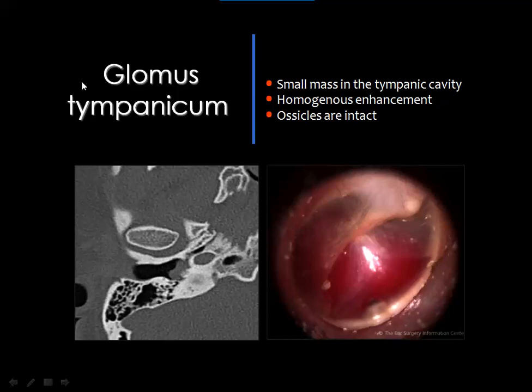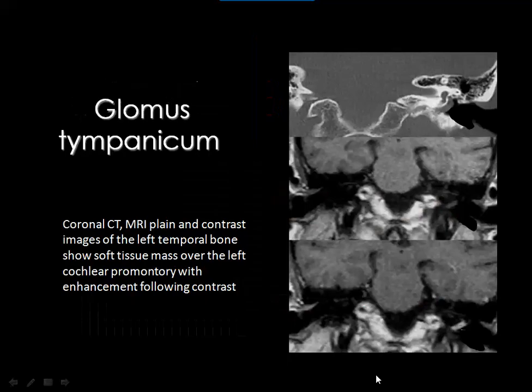The diagnosis of glomus tympanicum is almost a clinical diagnosis. They look inside the ear, behind the drum, and you see a reddish hypervascular mass. But they usually send the patient for imaging in order to see the extent of the lesion and the adjacent middle and inner ear structures.